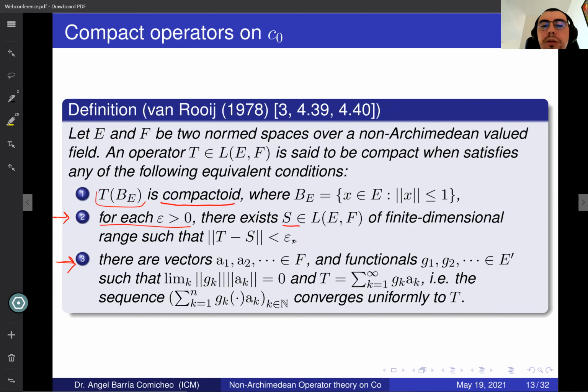This means for every epsilon, there will be an operator of finite rank that is close. I mean, the norm of T minus S will be smaller than epsilon. And more explicitly, an operator T is compact if and only if there are vectors and functionals for which the partial sums of the tensor products converge uniformly to the operator T. So basically, if we can write operator T in this way, using operators in this form, then the operator will be compact, as is usually the case in the classical case. So basically, we'll be using the notions 2 and 3 for this idea for today's talk.